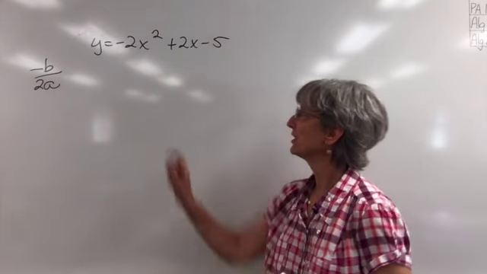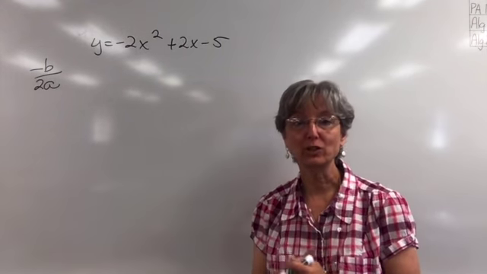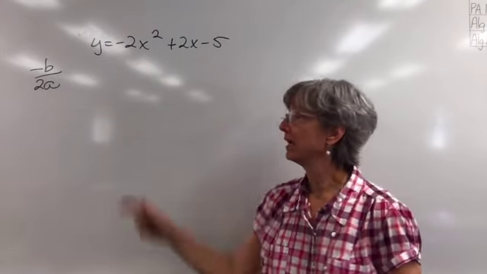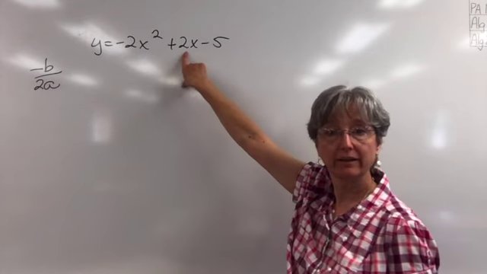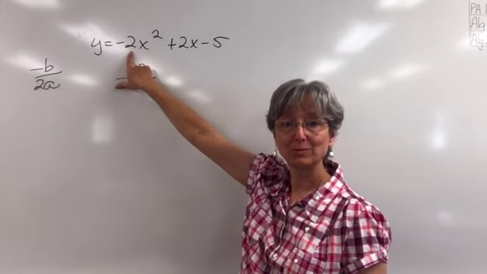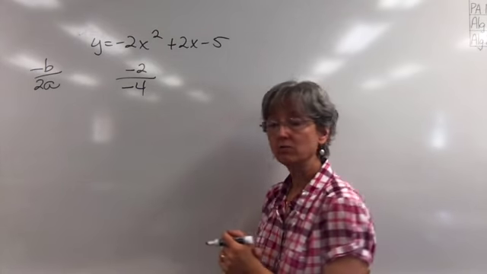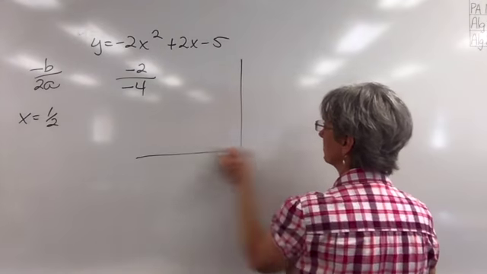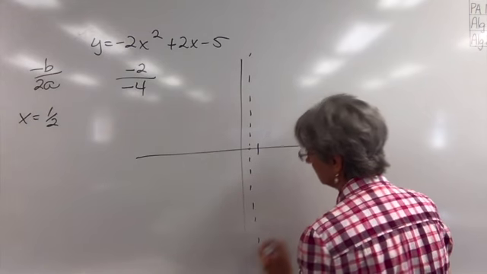Now that you've seen how it works, I have y equals negative 2x squared plus 2x minus 5, and we're going to graph this one. Notice this is negative, so this one should open downward. And the first thing we want to do is find that axis of symmetry, so we're going to go negative b, which would be negative 2, over 2 times negative 2, or negative 4. So our axis of symmetry is positive 1/2. So x equals 1/2. That's our axis of symmetry. So if this is 1, here's our axis of symmetry, just to help.